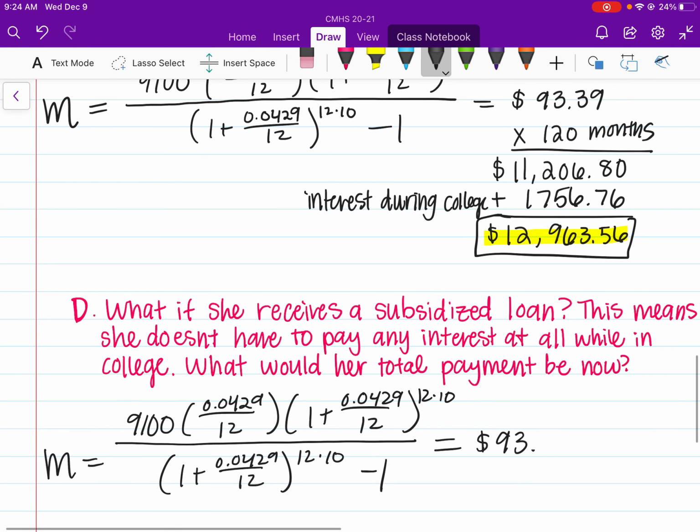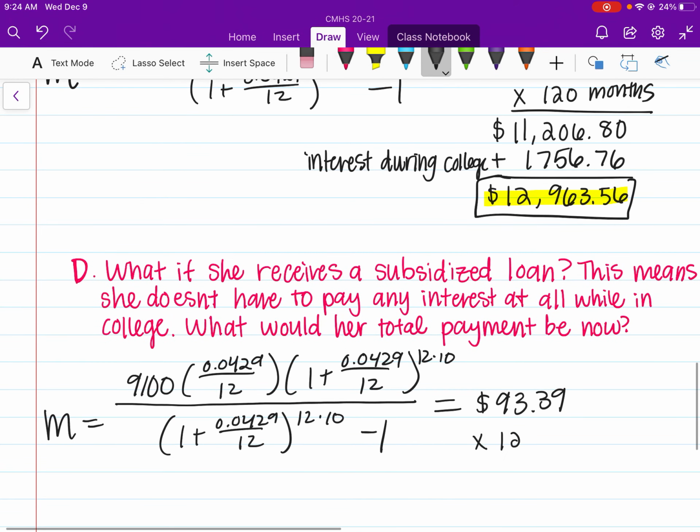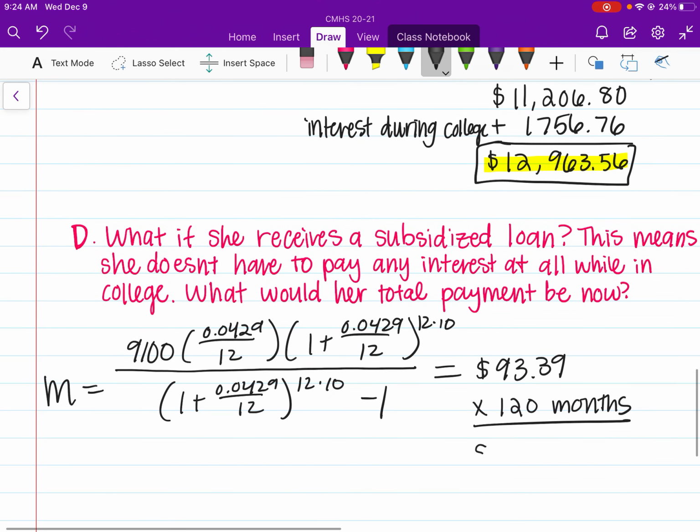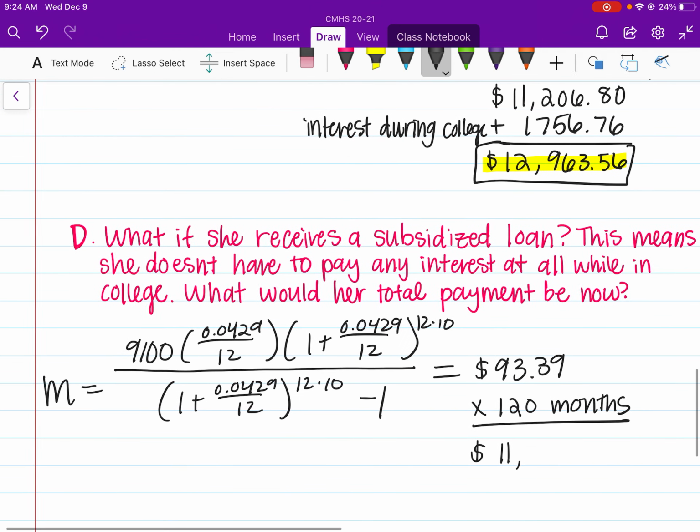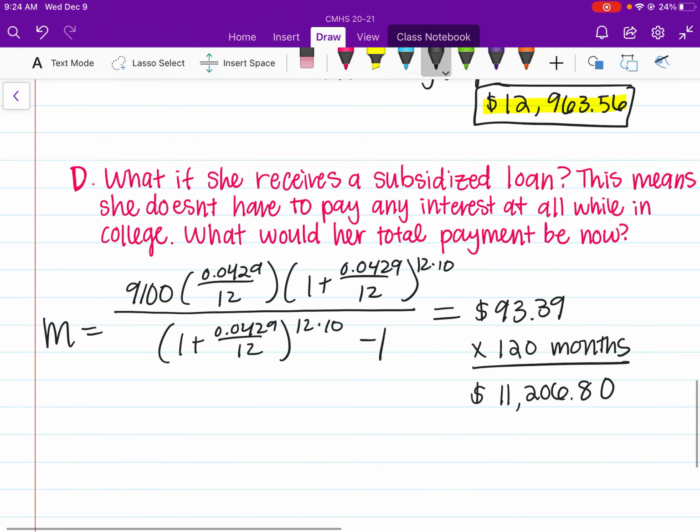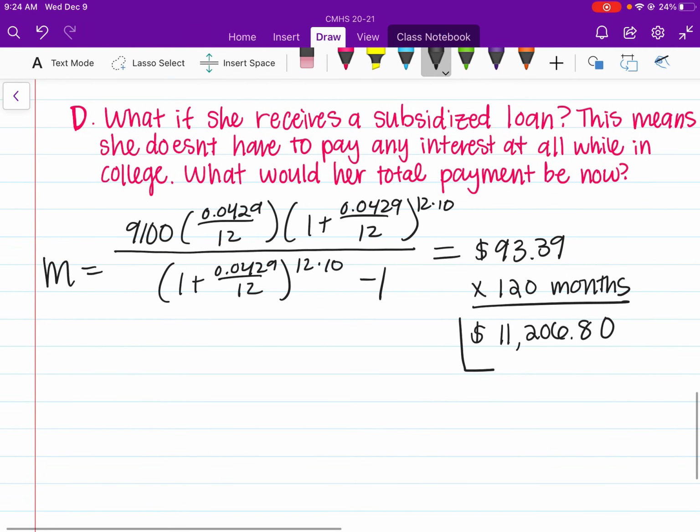That's what we got up above, 93.39 times 120 months, because that's just for 1 month. I meant 120. And 11,206.80. And this time we do not have to add that interest at the end because she doesn't have to pay the interest at all.